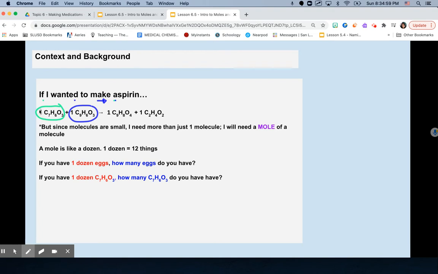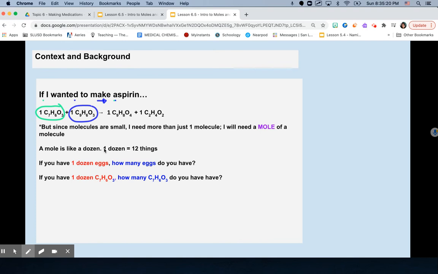So when this says I need one of this thing and one of this thing, it doesn't mean I actually need one of them. It actually means I need 1 mole of this amount of stuff. And a mole is kind of like a dozen.